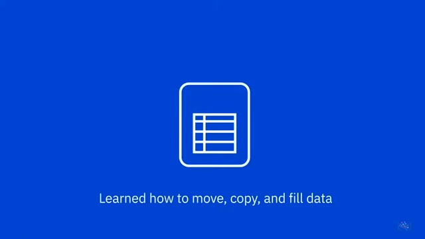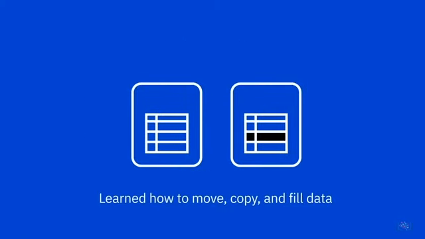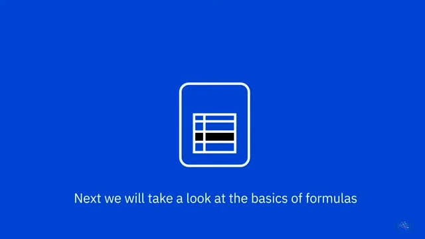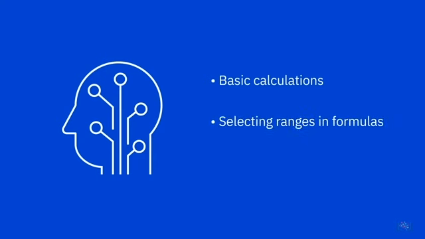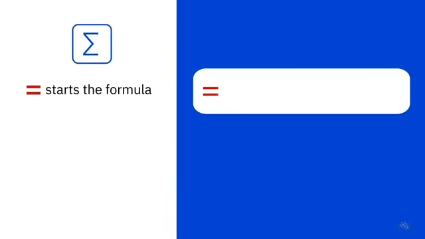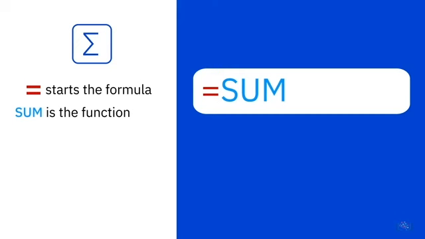Now that we have learned how to move, copy, and fill data, and how to format cells and data, next we will take a look at the basics of formulas, including some basic calculations, selecting ranges in formulas, and how to copy formulas. A typical formula is made of several key components. The equals sign starts the formula off and lets Excel know you are creating a formula in this cell. The next part is the function, which performs the calculation. For example, the sum function adds up the values in referenced cells or cell ranges.